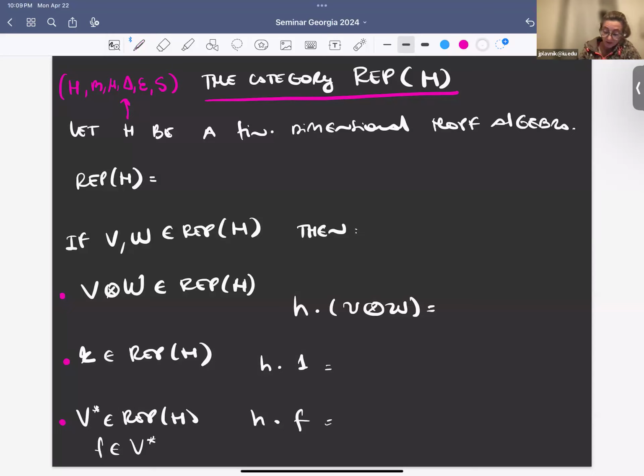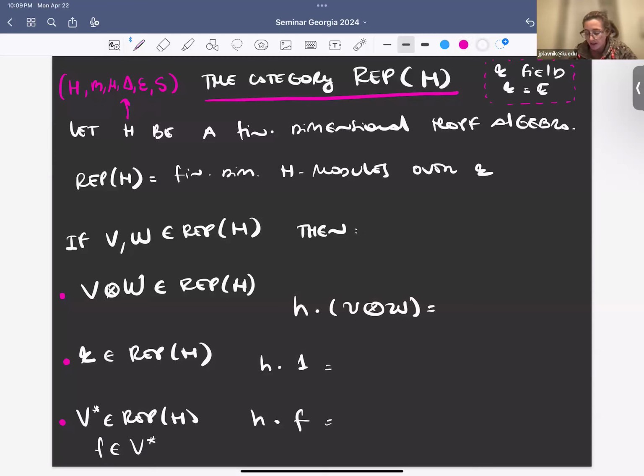So for me, representations of H will be finite dimensional H-modules, or finite dimensional representations of H. I will write it as H-modules because it's a little easier notation-wise for me. And what I want to tell you are some nice structures or properties, or things that I can do with this category, over K. Here for me, K will always be a field, and K will be algebraically closed. Sometimes you could ask for less, but I will ask for algebraically closed. The characteristic, in principle, I will not restrict for now.